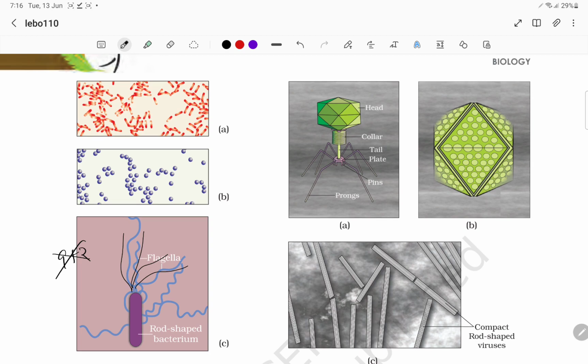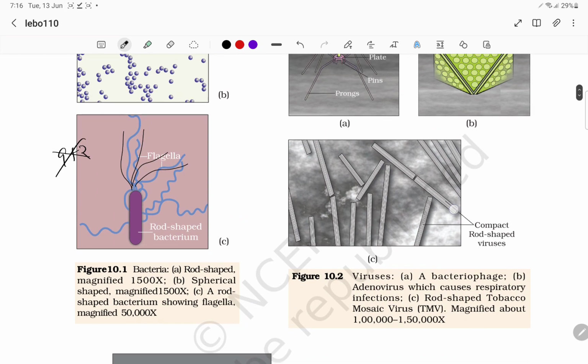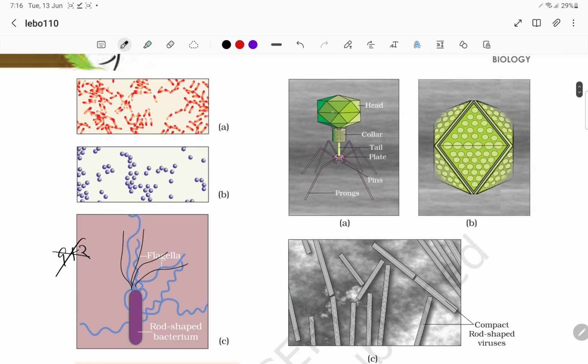By seeing itself, you can find out this is the bacteriophage. In the bacteriophage, you will have the head, collar, tail, and this is the plate. These prongs we call pins. Head, collar, the tail part and the plate.